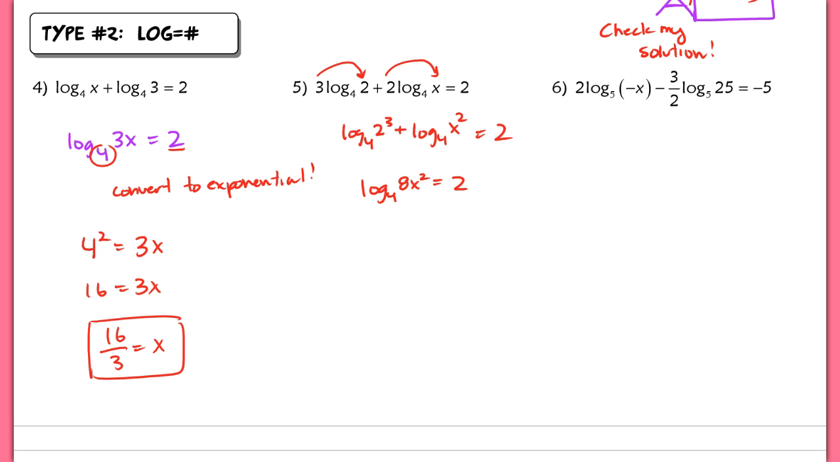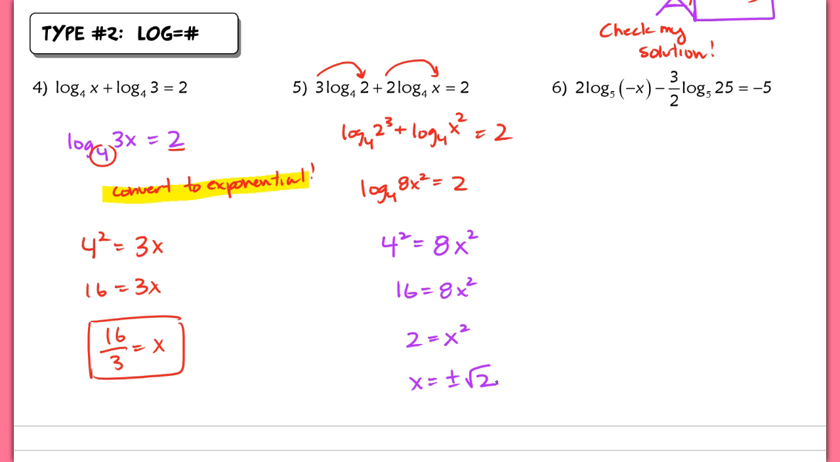And again, I'm going to convert this to an exponential. So I have 4 to the second power equals 8x squared. Now if I want to get x alone, I am going to divide by that 8 first. So I have 8, whoops, 2, my bad, 16 divided by 8 is 2, so 2 equals x squared. Now I'm going to take the square root of both sides. So I have x equaling positive or negative root 2.